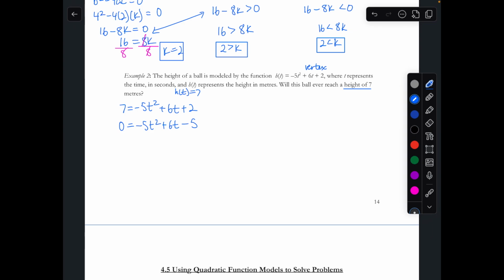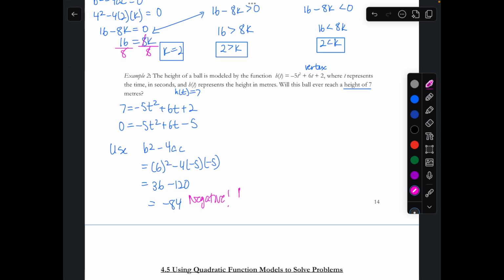And basically, I don't have to go through the whole rigmarole of the quadratic formula. I can just use the discriminant, b squared minus 4ac, because that will tell me if there is a solution to this or not. And that's what I need to know, because if it does reach a height of 7 meters, I will find solutions. But if it doesn't, I might have no solution. So let's have a look. b squared minus 4ac in this case is 6 squared minus 4ac. 36 minus 120 is minus 84. And this is negative.